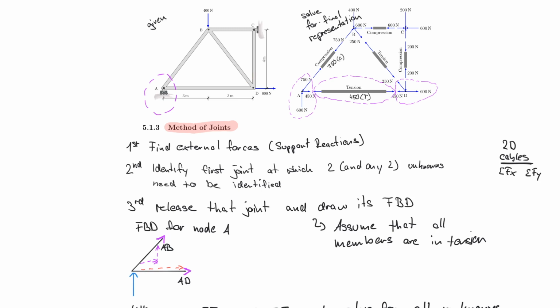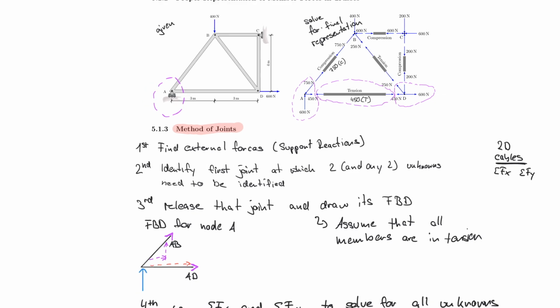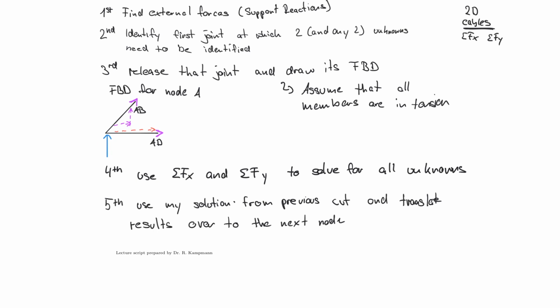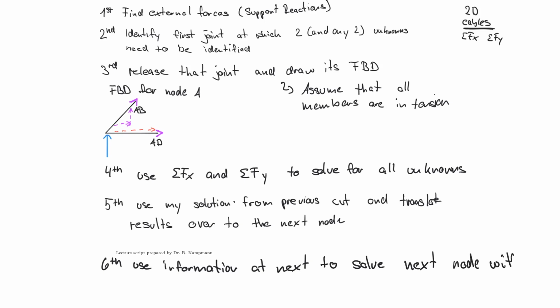Again, something we solve in a problem on the next slide, but for the concept now, we use the results and translate them over to the next node. And then last but not least, the sixth step is use information at next node to solve next node with 2 unknowns at maximum.